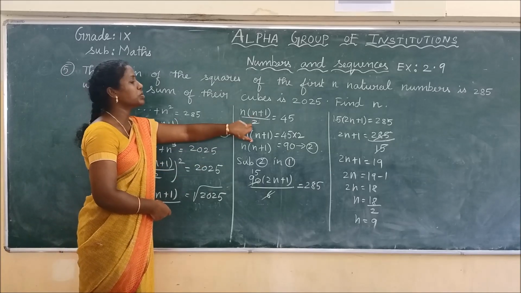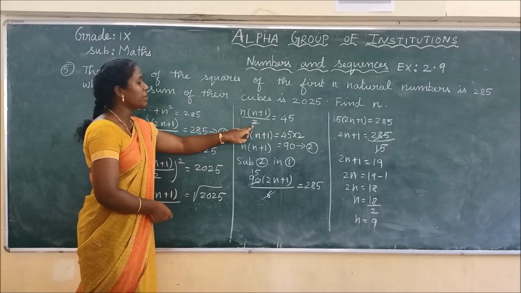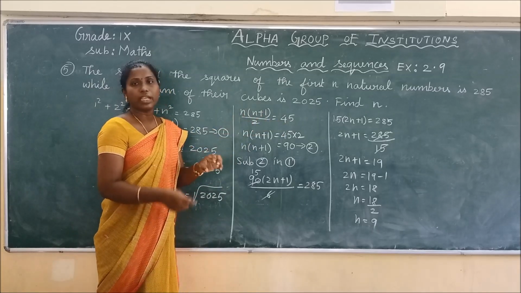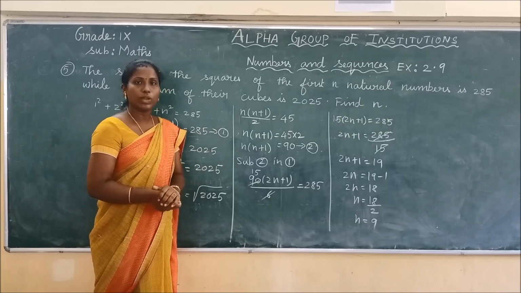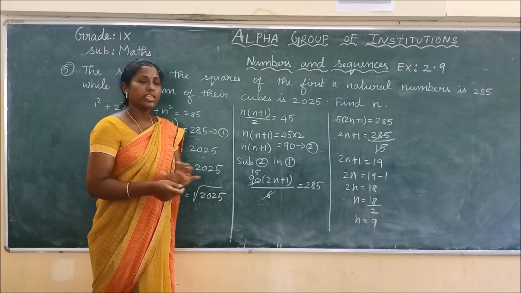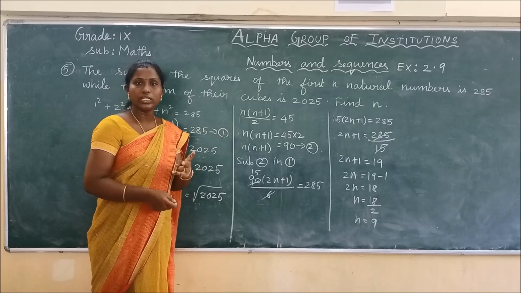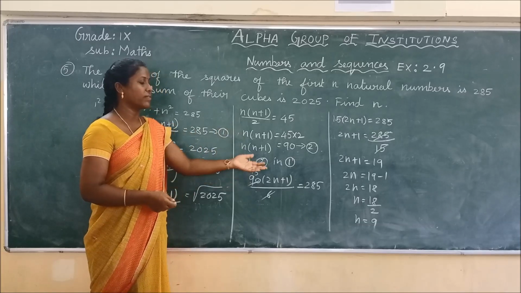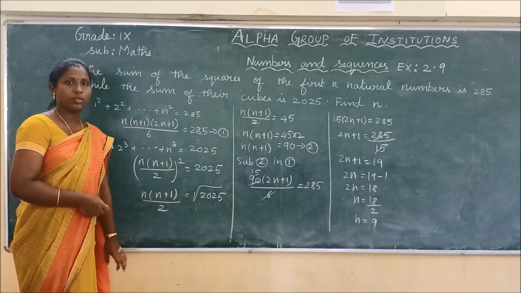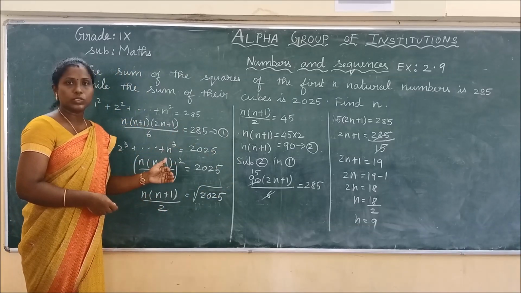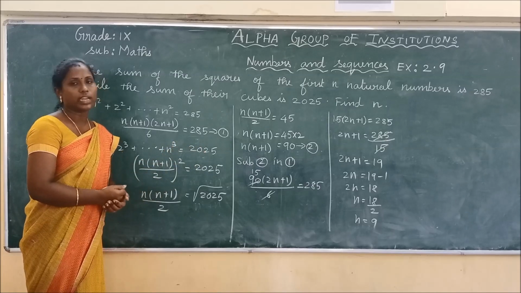n into (n plus 1) by 2 is equal to 45. If we multiply this 2 here and n inside the bracket, we will get a quadratic equation. Based on this quadratic equation, we will get the n value also. Okay. But why I chose this method is that they give two conditions. Based on the two conditions, how we can get the value of n. So we chose this method and we got the value of n. If we did any other method also and get the correct value of n, it is also correct.